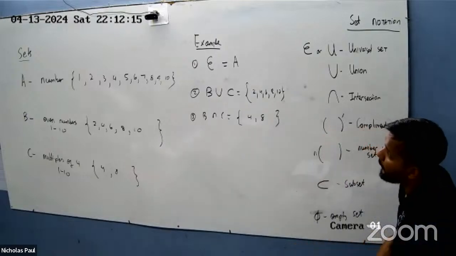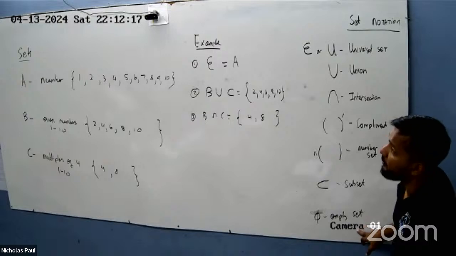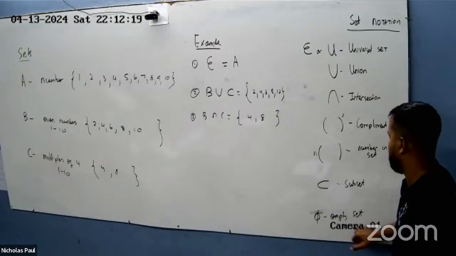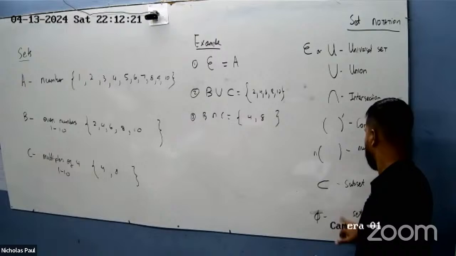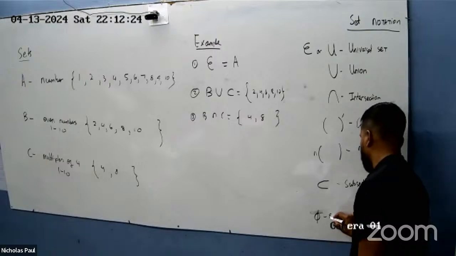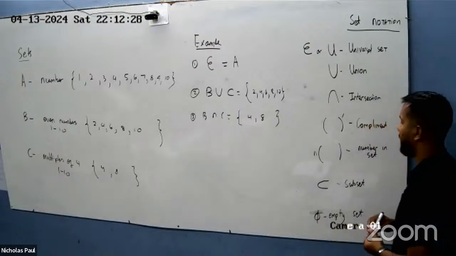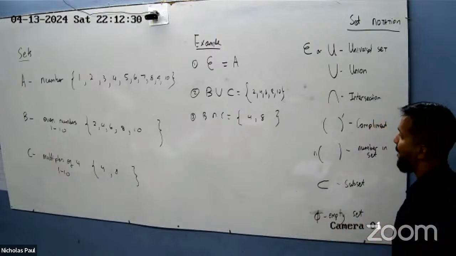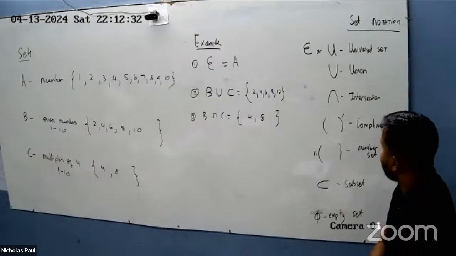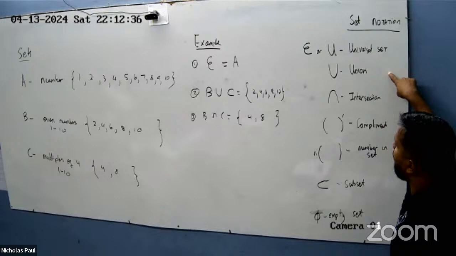Word on the bottom right is empty set. Right? So union is everything in both sets. This one, intersection, is what they have in common.